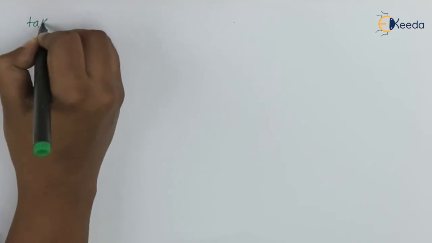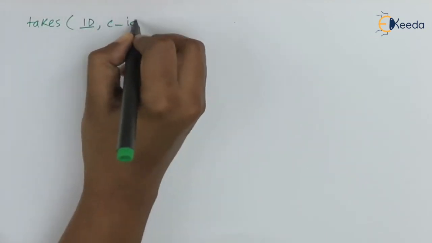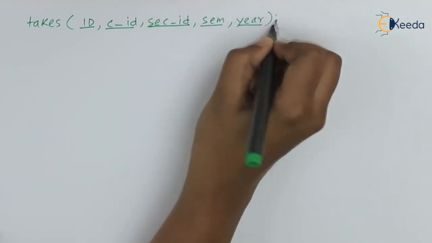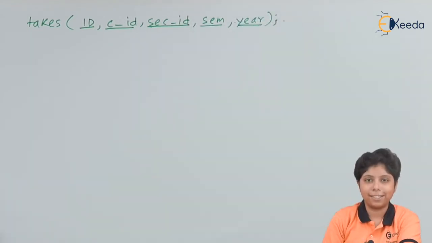So for the student and section there exists a takes relationship. So how to define it? The student has got their ID, name and total credit, and the section has got the course ID, section ID, semester, year. So the takes relationship will be represented as follows, and the primary key of takes looks like this.